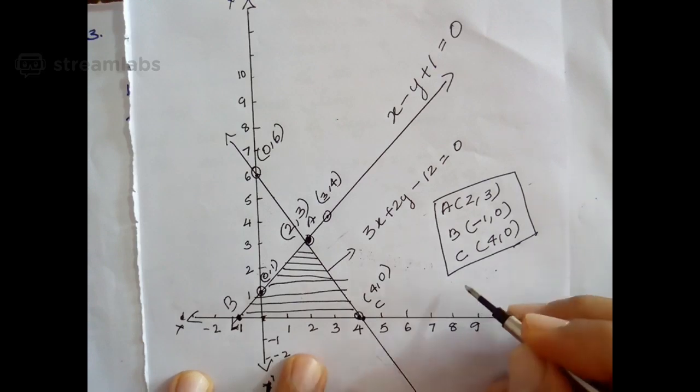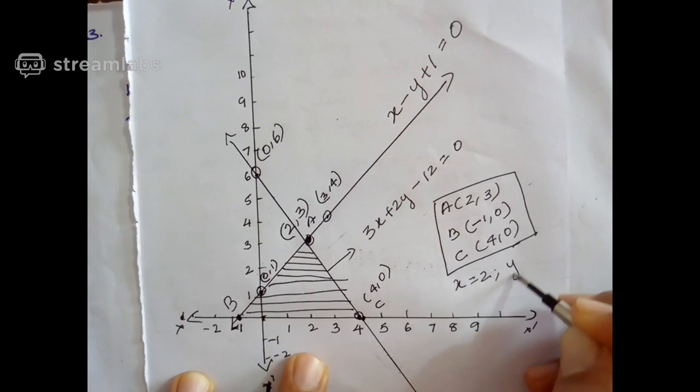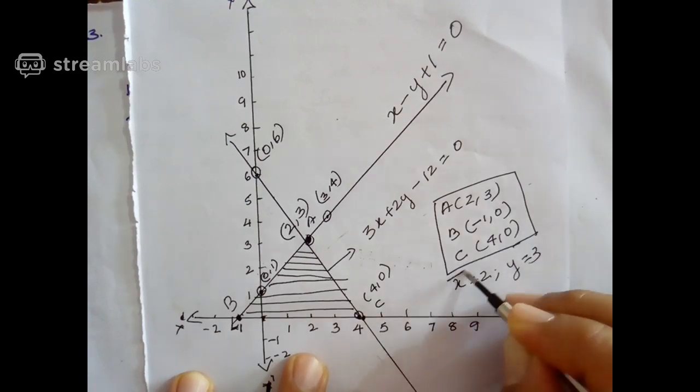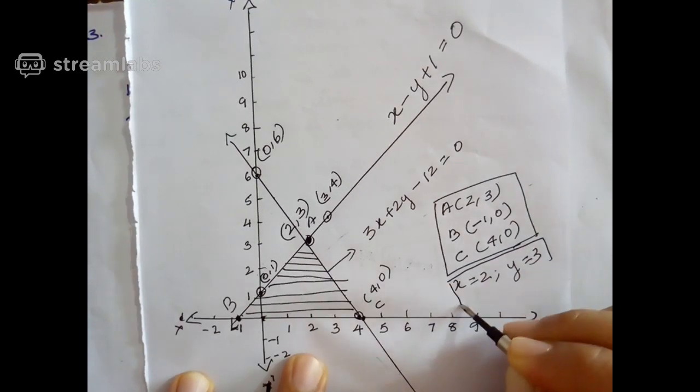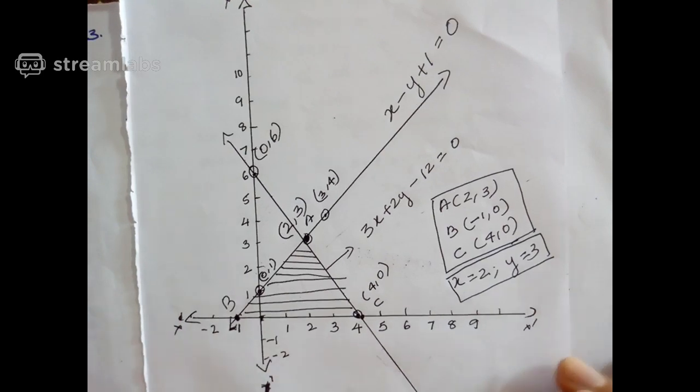And also find the values. What is the value? x is equal to 2 and y is equal to 3. This is the solution for the equations x minus y plus 1 is equal to 0 and 3x plus 2y minus 12 is equal to 0. Just plot the graph.